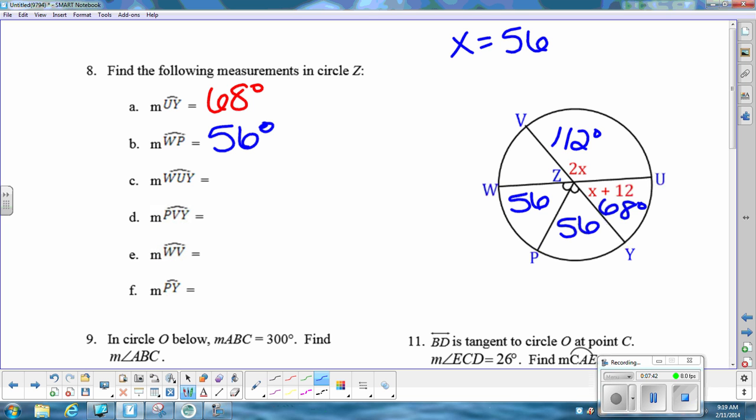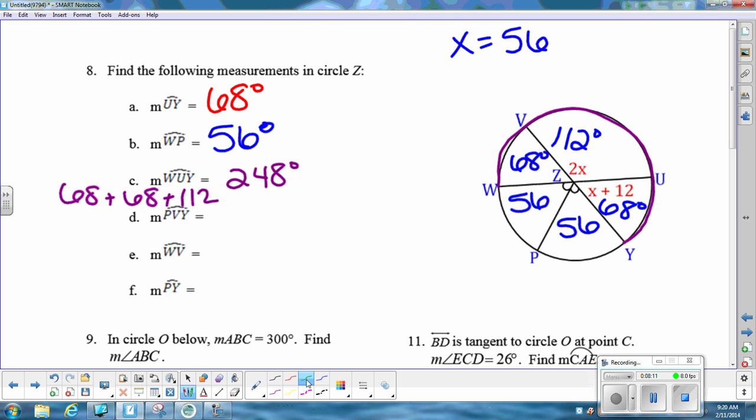And just to finish it up, this would also be 68 because it's vertical from the other 68 degrees. Now we know all the pieces of our circle. All right, so W, U, Y. We start at W, go through point U, and end at point Y. So we add all those up together. 68 plus 68 plus 112 gives us 248 degrees.